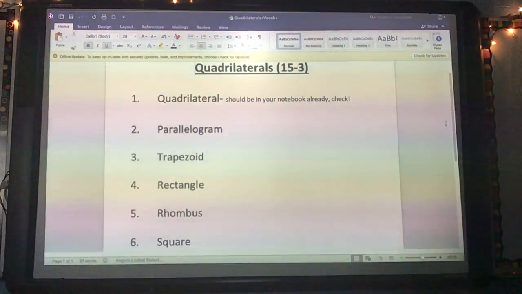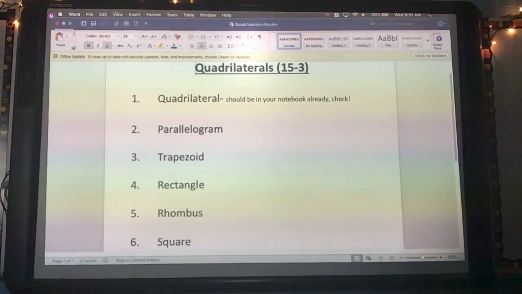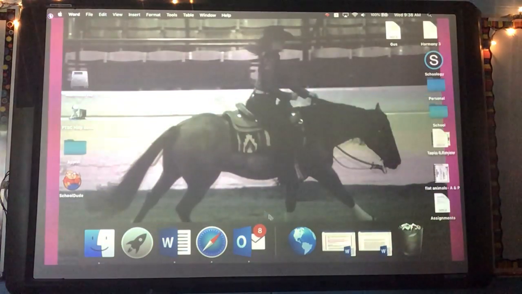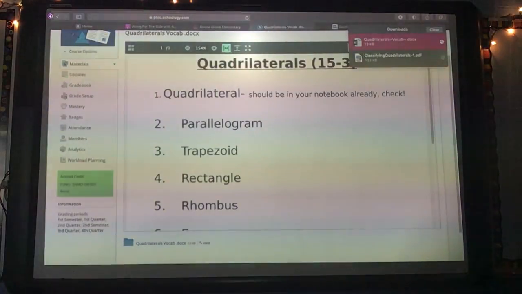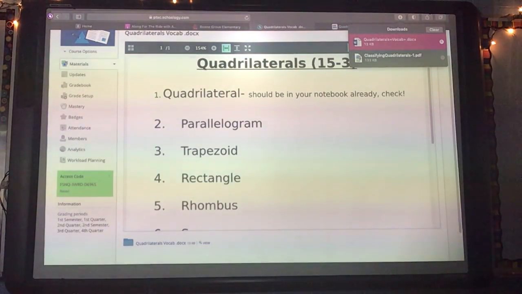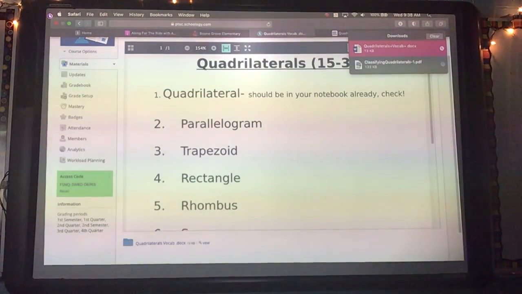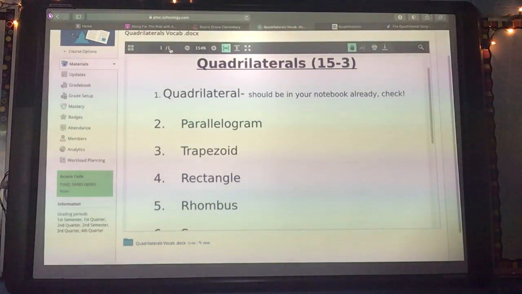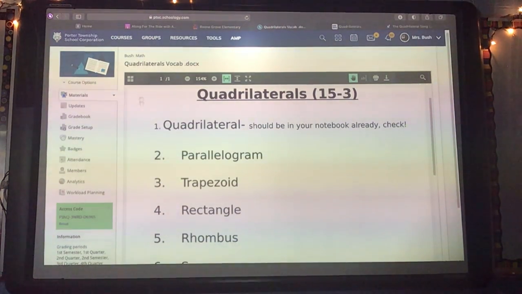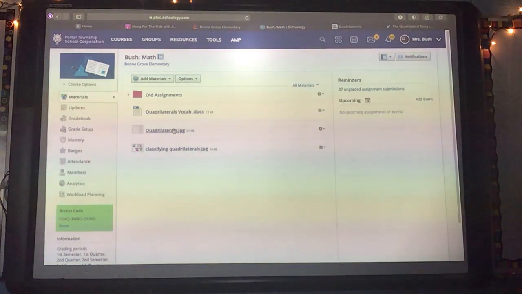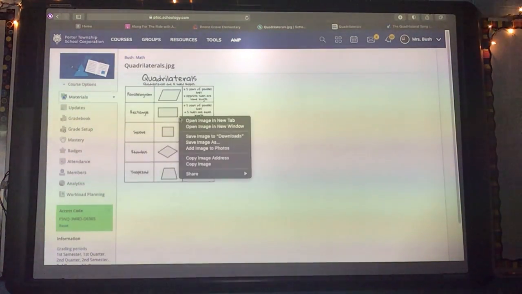I have some friends still writing. You can come back to that, or actually you can keep working on it, because I'm going to pull up a sheet on Schoology. That is a sheet you should save. It's a nice help sheet. So under math, it's called quadrilaterals.